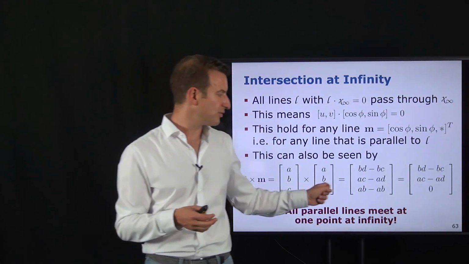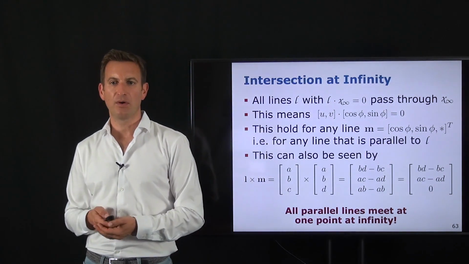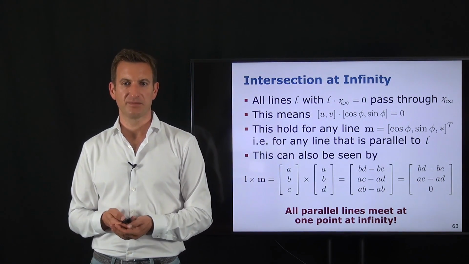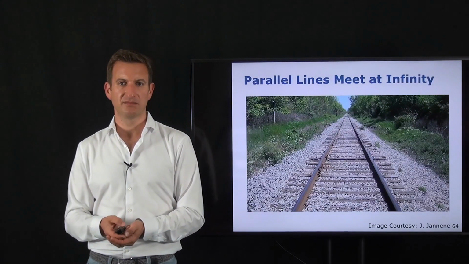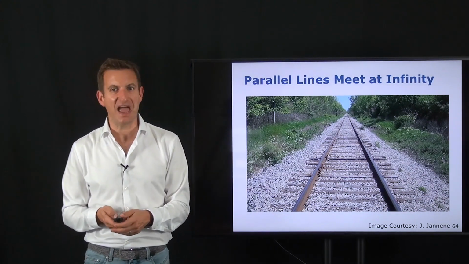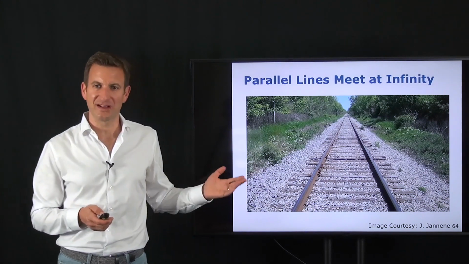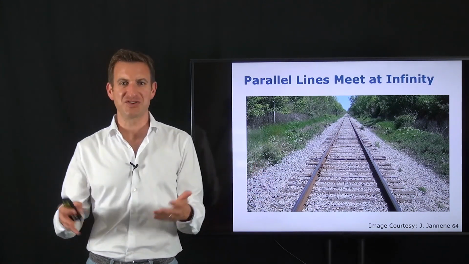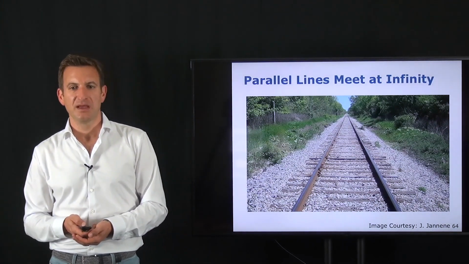And the line parameters, which I have in here, tell me which point that actually is. So all parallel lines meet at one point at infinity. And it's a nice illustration here of the two lines meeting at infinity, as a reminder for yourself for that fact. Those images always help you to remind those things in a nice way.